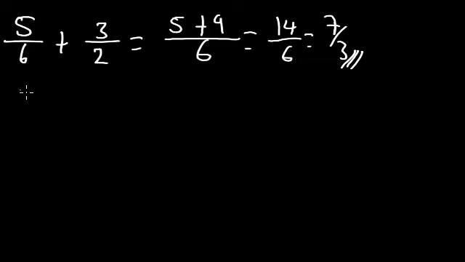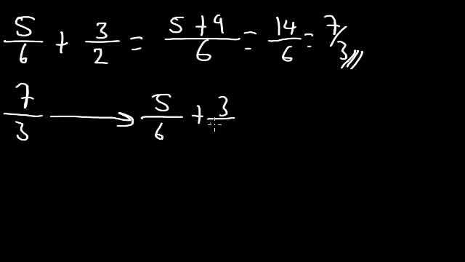Now, what if we are willing to convert 7 over 3 back to 5 over 6 plus 3 over 2? The process of doing that is what we know as partial fraction decomposition, and that is the basic idea behind it. There are many different cases in which you can have problems involving partial fraction decomposition. However, 4 different cases are the most common, and I'm going to list them in this video.